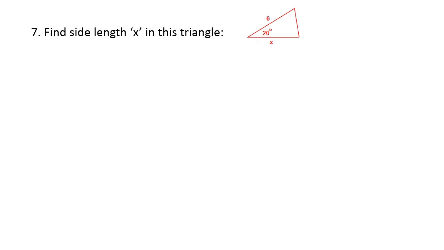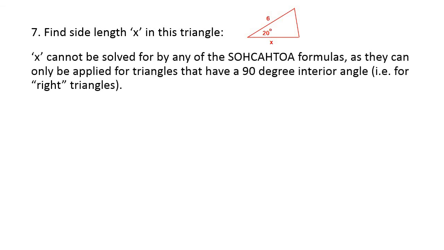Find side length x in this triangle. Wait a second now. This is not a right triangle. x cannot be solved for by any of the SOHCAHTOA formulas, as they can only be applied for triangles that have a 90-degree interior angle. So it's pretty obvious there by that image, if it's drawn to scale, that it is not a right triangle. You cannot use any of the SOHCAHTOA formulas.